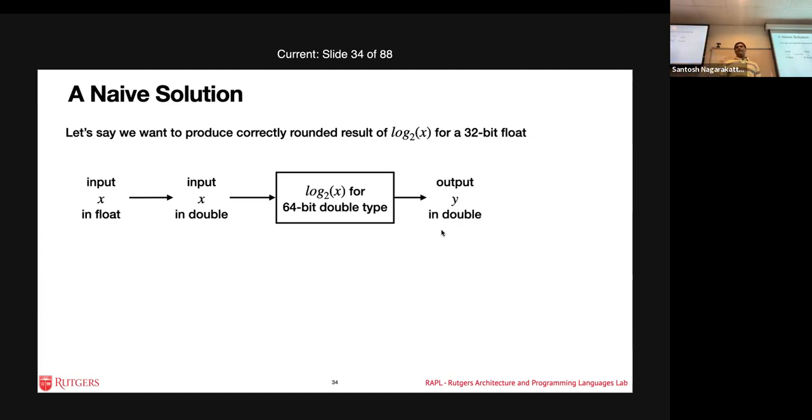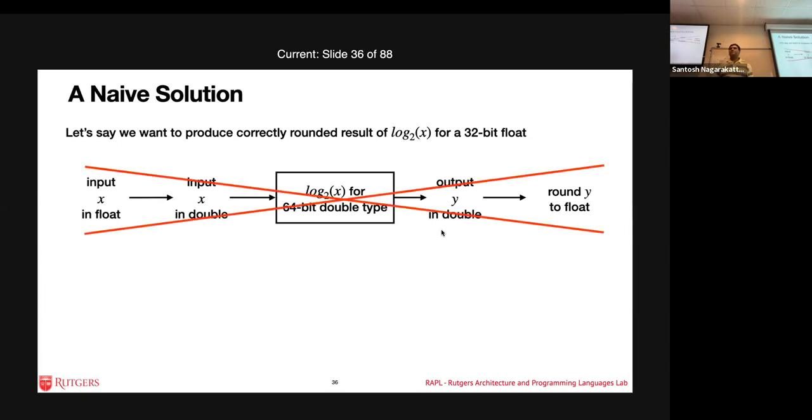And then you call the library. You'll get the result in double precision. And then you truncate it down to 32-bit. Okay, so this is a nice solution you could do if someone magically gave you a 64-bit library. But this approach does not work. Why? This is called the double rounding error.